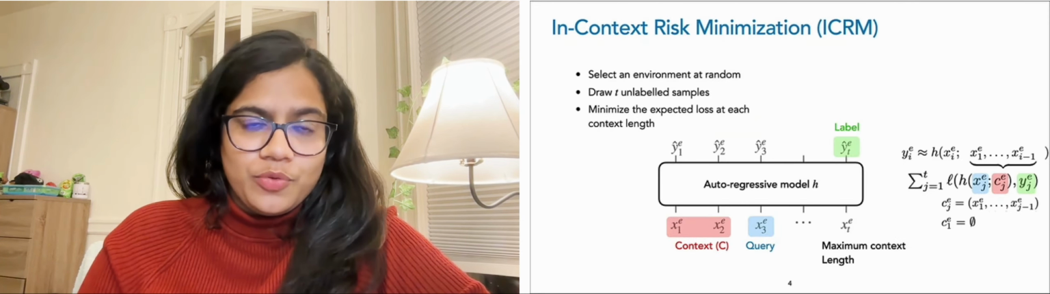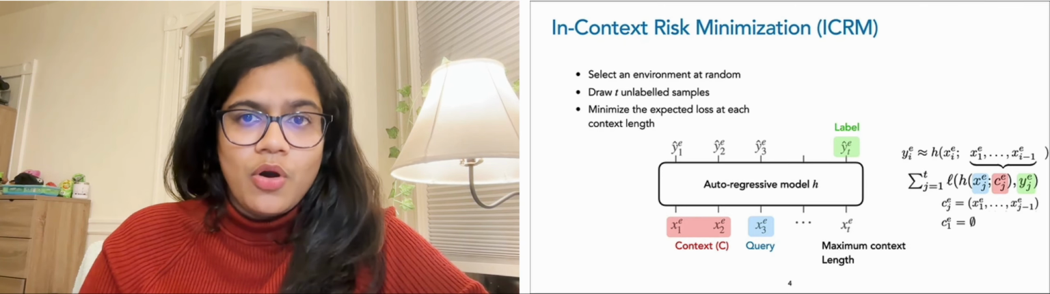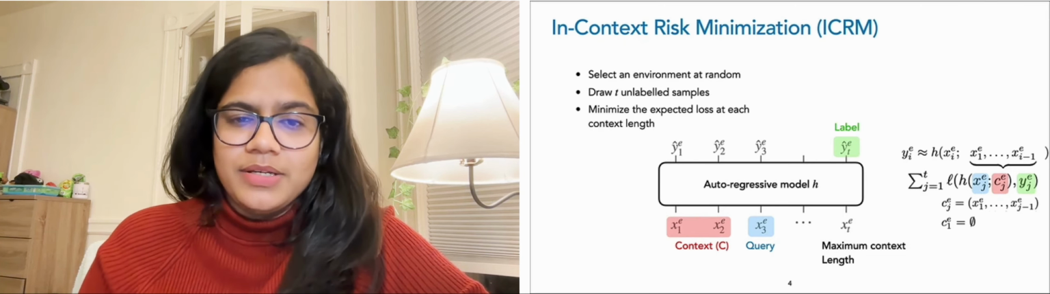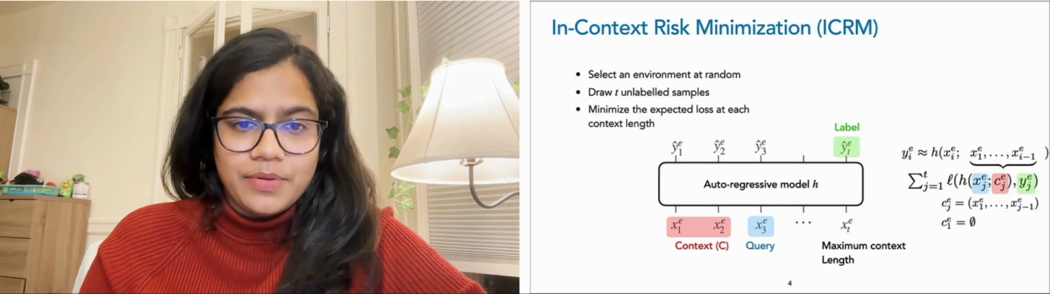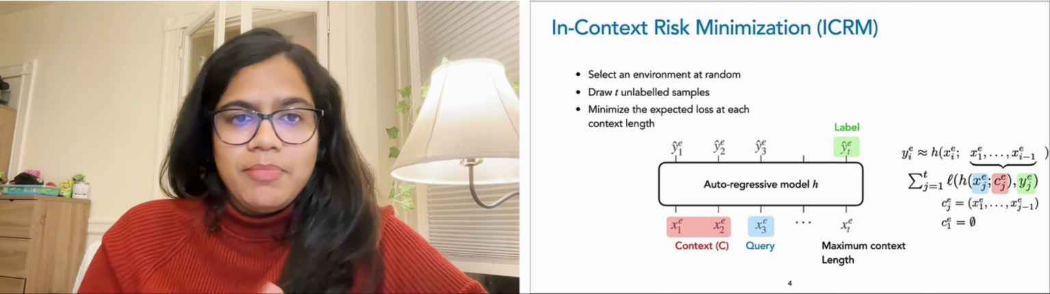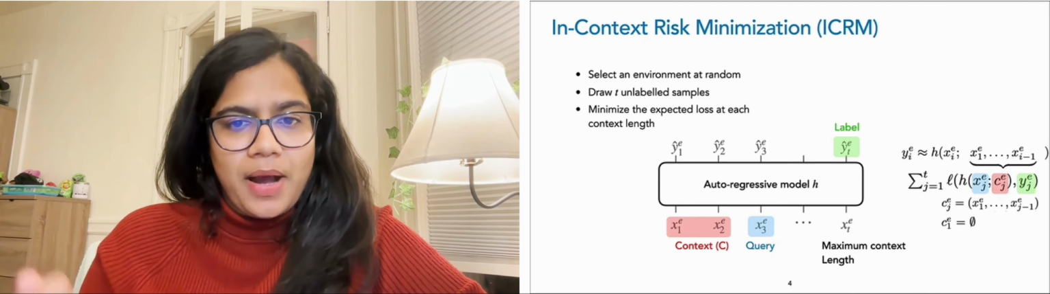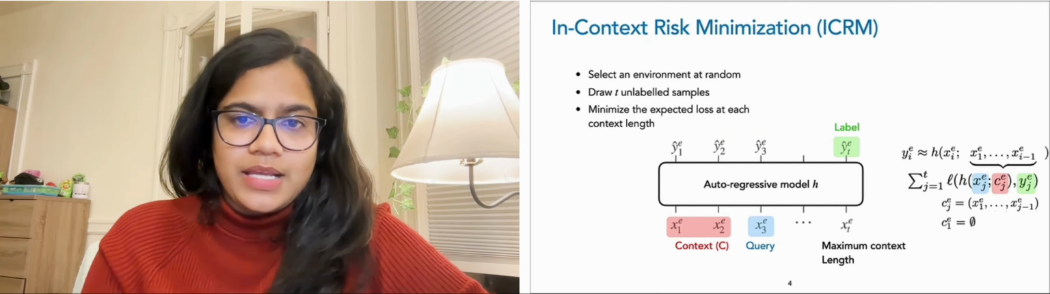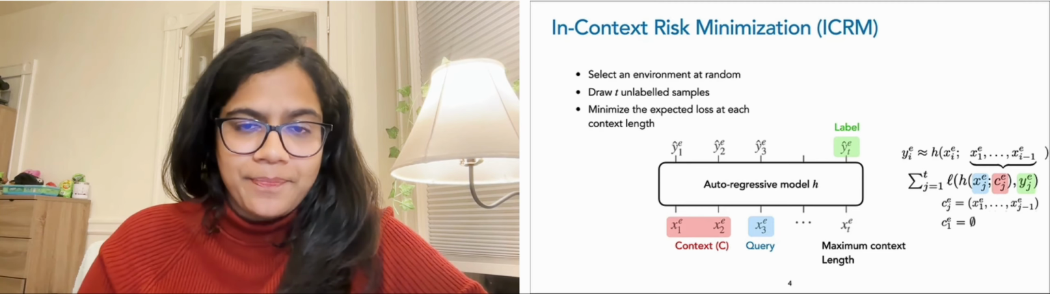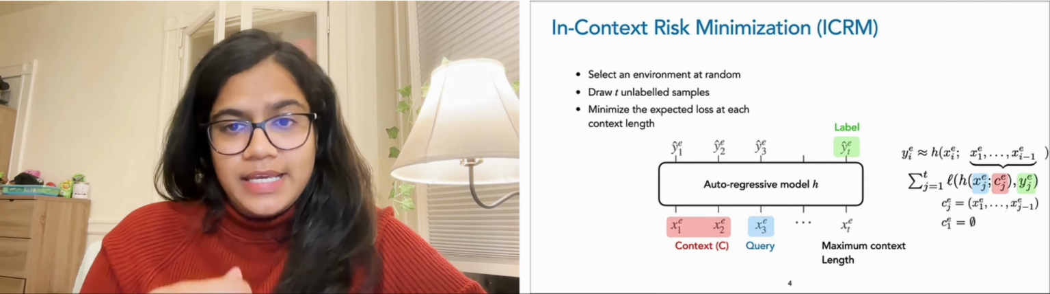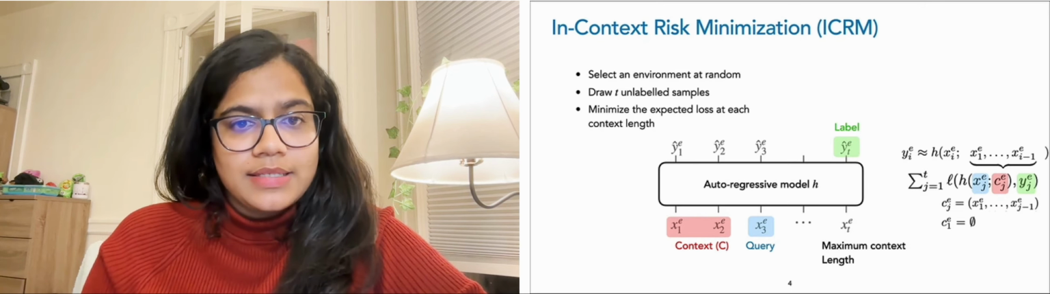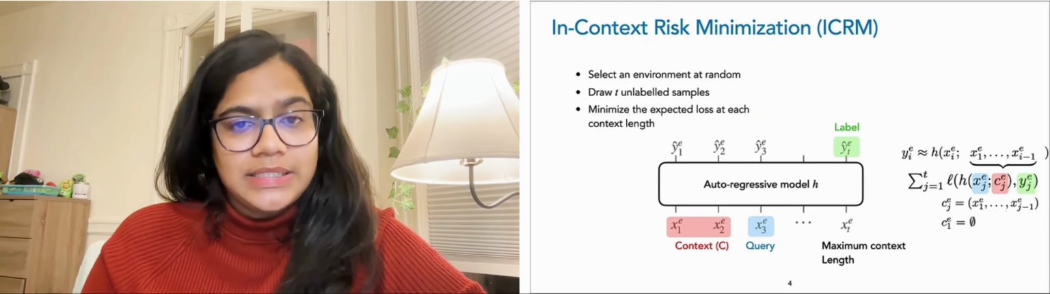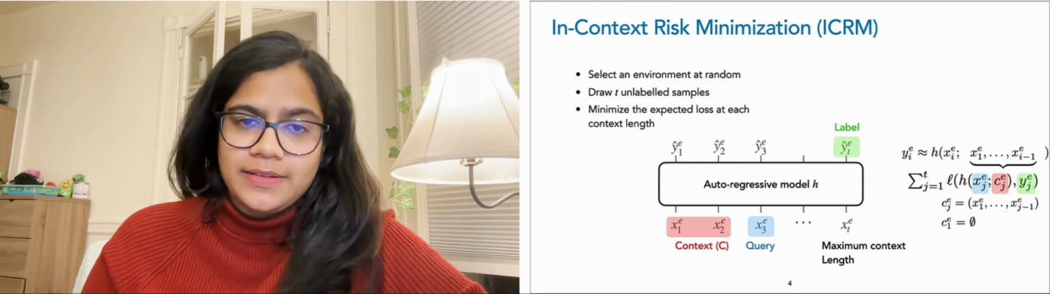So this motivates our approach, which is called in-context risk minimization, or ICRM. Given access to a set of training environments, we sample an environment at random and draw T unlabeled samples, represented by X, from it. We make these unlabeled samples into a sequence and pass them through an autoregressive model H, which directly predicts the task at hand. For example, for classification, it'll directly predict the label Y. Then we minimize the expected loss at each context length. So the idea is that instead of training a predictor from X to Y, we instead train a predictor from X comma C to Y, where C is the context.